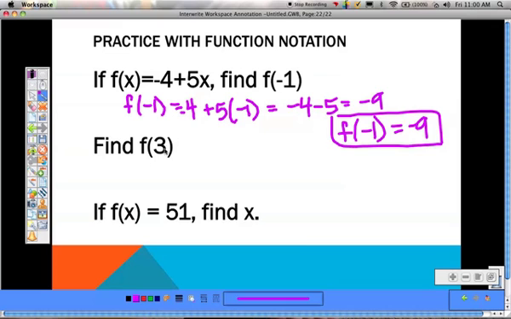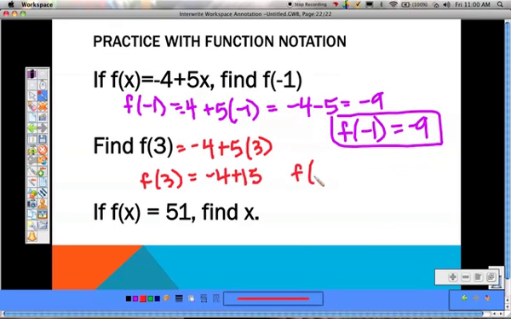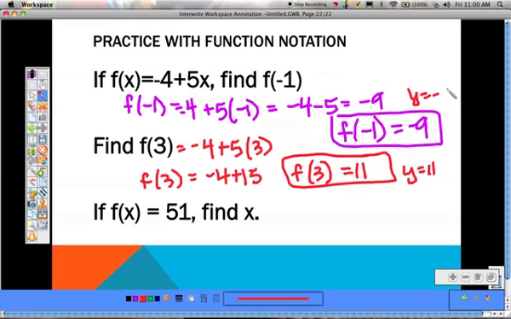Right? Find f of 3. It means plug in a 3 for x. So f of 3 equals negative 4 plus 5 times 3. So f of 3 will be negative 4 plus 15. So f of 3 will be 11. And all that means is when I plugged in a 3, I got 11. It's just like saying y equals 11 or y equals negative 9. Just a different notation.